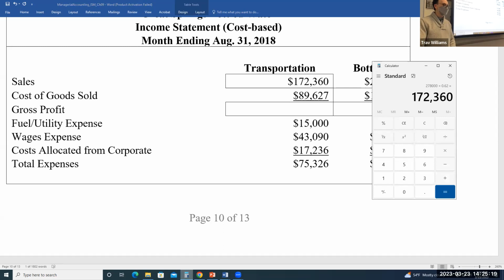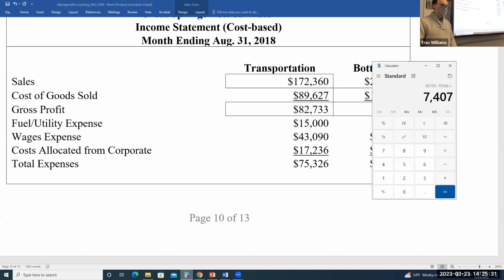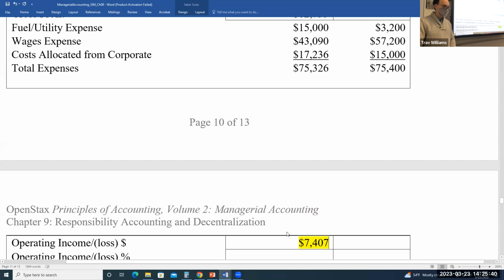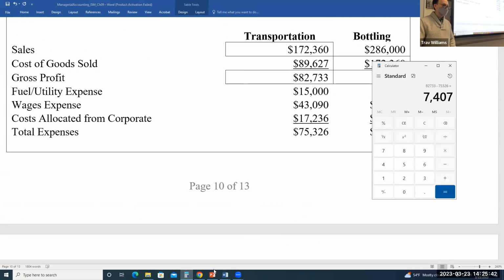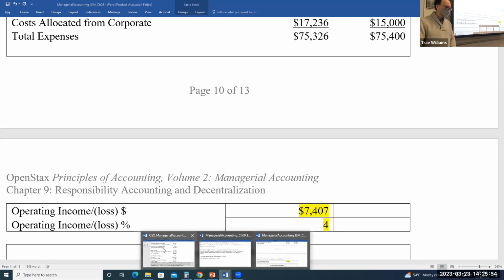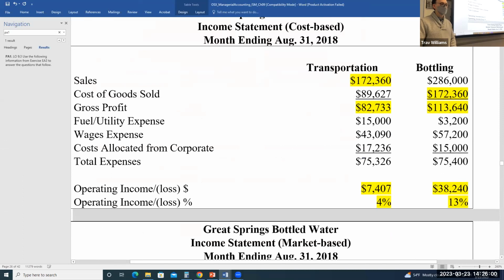And now we can fill in the rest. So for transportation, gross profit, 82,733. And we can subtract their expenses. Get 7,407. And then how do we turn that into an operating income percentage? Divided by the sales. So 4.3%. Actually, let's check the rounding on this again. Okay. We'll call it 4%.